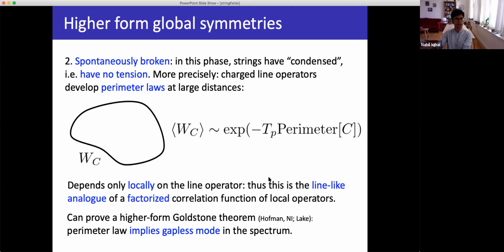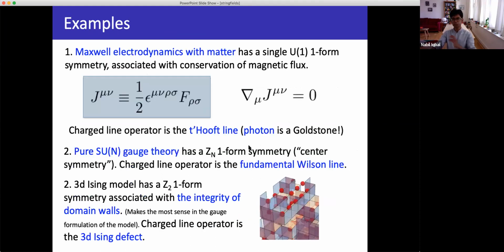Okay. So now, this was all very abstract. Just to tell everyone, this might sound weird if you've not heard it before, but the truth is it's a very simple concept. And in fact, many theories that you know and love already have these higher form symmetries, okay? So let me give you some examples.